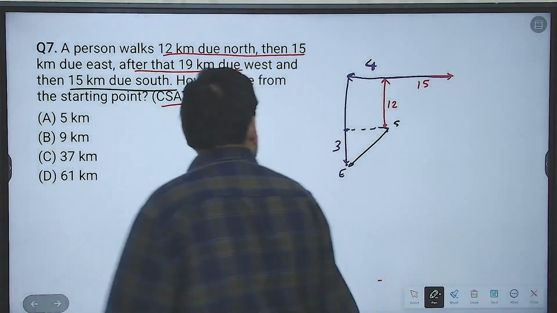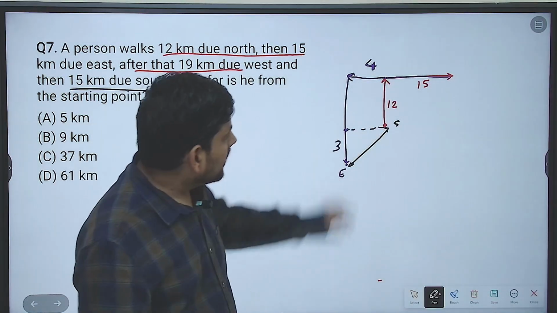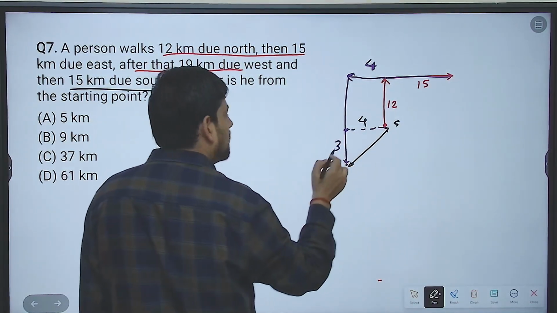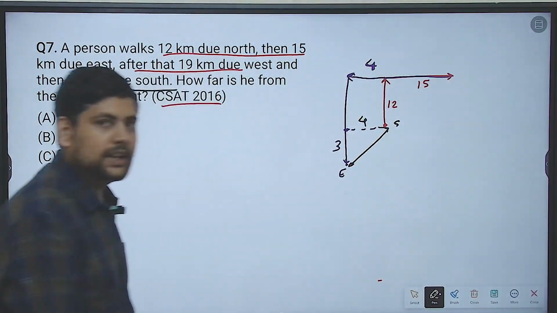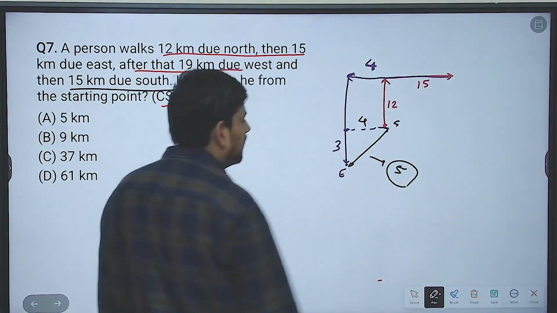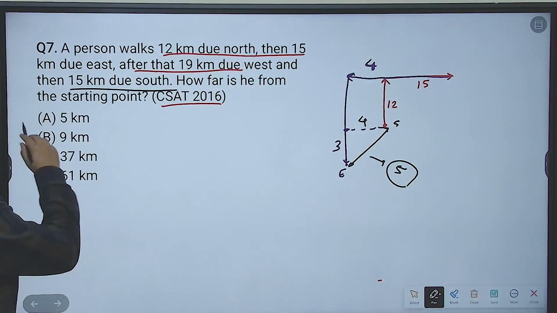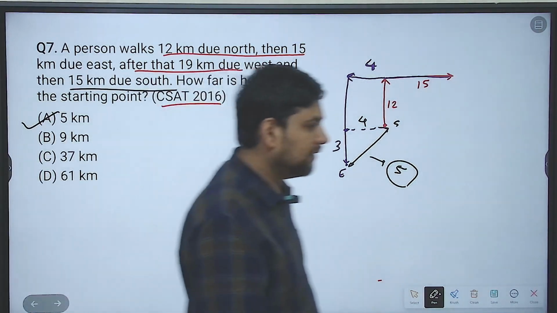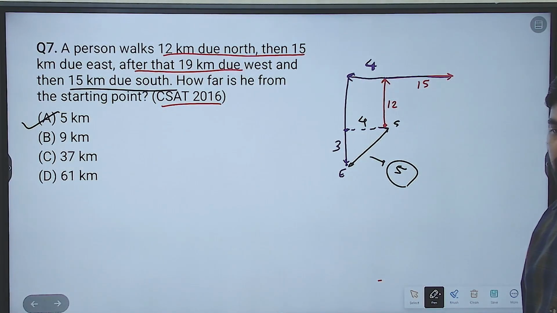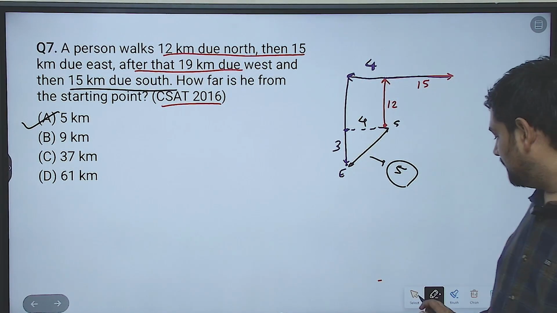Now if this length is 3, we have formed a rectangle. So this is 4, so this is also 4. So 3, 4, and this length will be simply 5. Same Pythagorean triplet. So the answer comes out to be 5 kilometers. How far is he from the starting point? 5 kilometers. Understood? Then next.